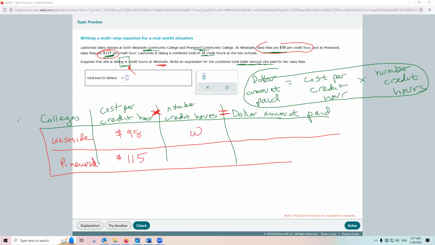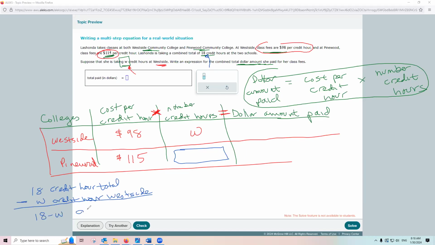How about filling in this blue box? Well, I need the number of hours at Pinewood. Nowhere in this problem does it tell me that, but I do notice that there's a total of 18 credit hours at both schools. So if it's 18 credit hours total, and W is the number of credit hours at West Side, if I subtract 18 minus W, that must be what's left over as the credit hours for Pinewood. So I'm going to put 18 minus W in this box.